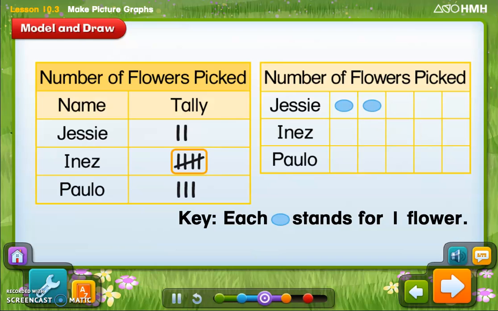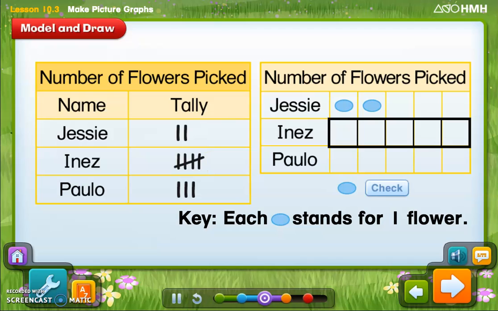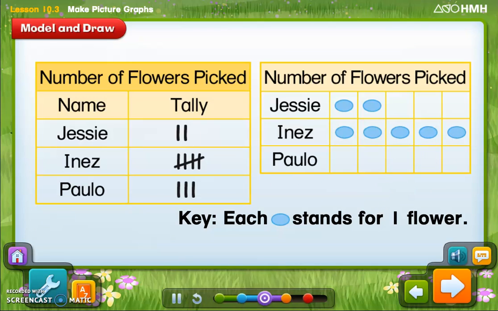How many tally marks are beside Inez's name? There are 5 tally marks to show that Inez picked 5 flowers. Drag the correct number of ovals to the picture graph in Inez's row. Then check your work. Okay, so again, based on the tally chart, she has 5 flowers that she picked. So we're going to add 5 little blue ovals to our picture graph. So there's 3, 4, and 5. Excellent! There are 5 ovals in Inez's row to show that she picked 5 flowers.